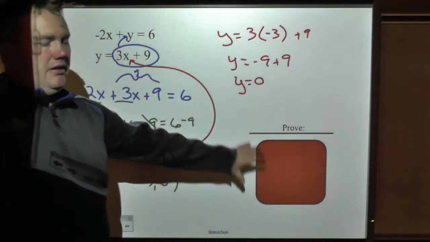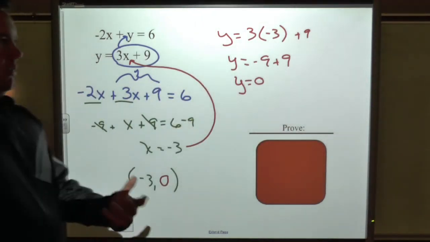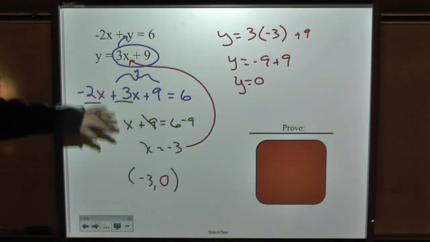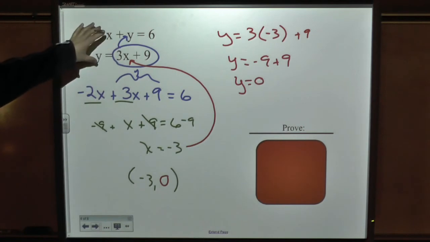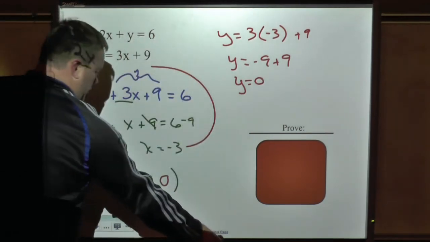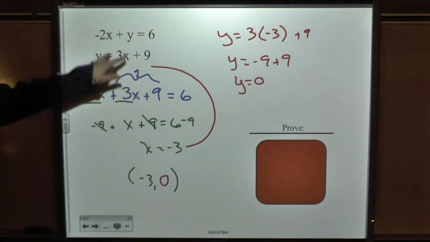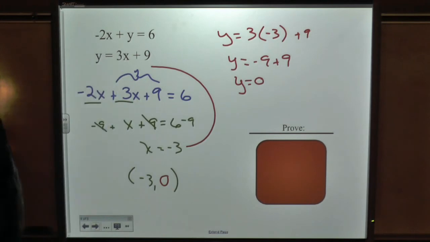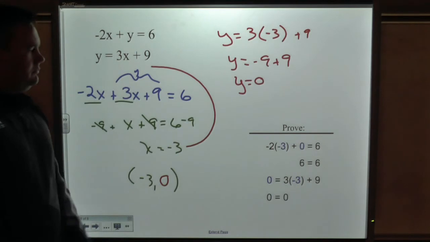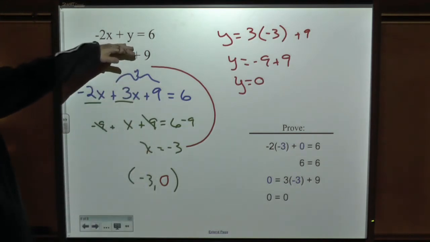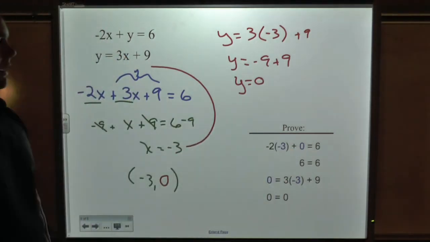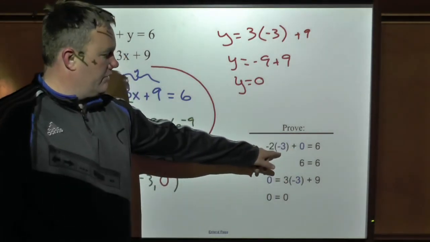Alright, over here I have this little proof thing. Well, there's a way for you to actually check to see if you're right. To know whether this point is a solution to these two equations, you should get true statements if you plugged in negative 3 and 0 for x and y in each one. And that's what I did over here. In the first equation, negative 2x plus y is equal to 6. I plugged a negative 3 in for x and a 0 in for y.